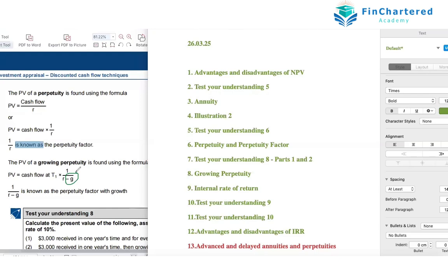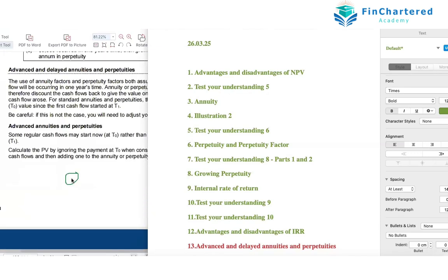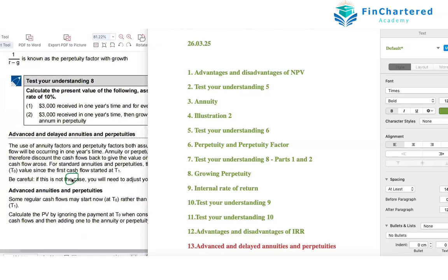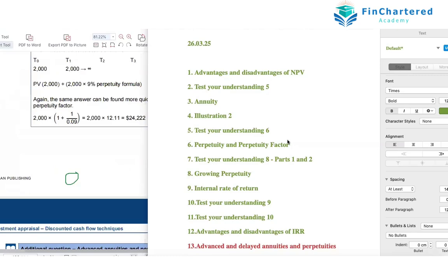Then we looked at internal rate of return. Internal rate of return is basically that rate at which your NPV is neither positive nor negative. It is 0. Based on that, we did our calculations of test your understanding 9 and 10. That's it. Right? With which the third chapter is over.